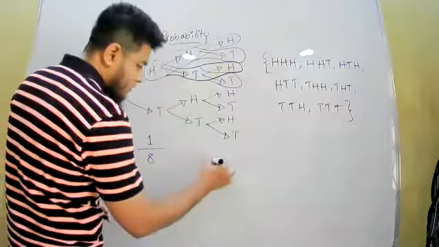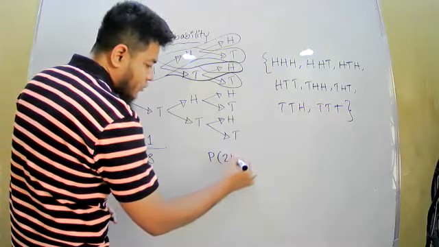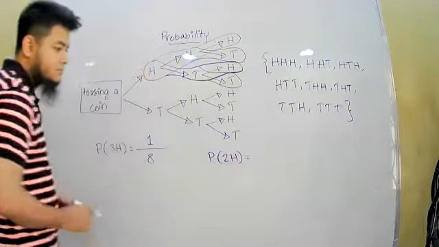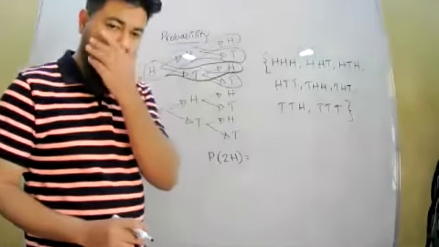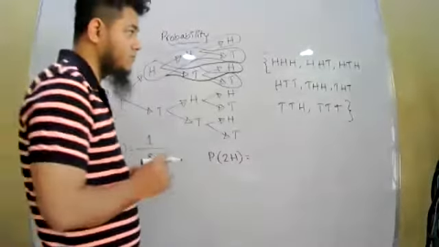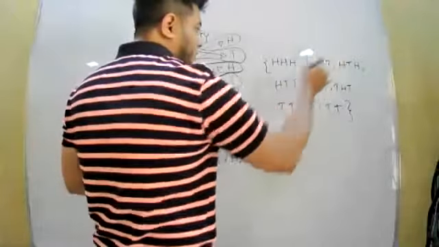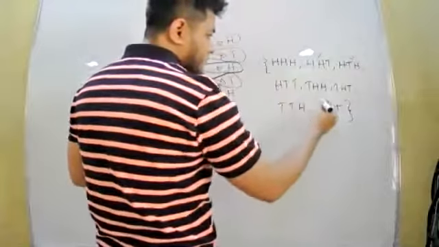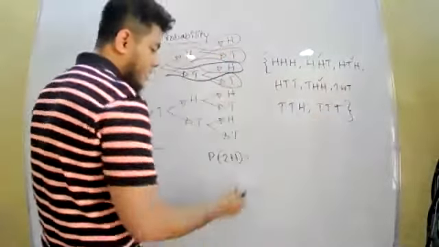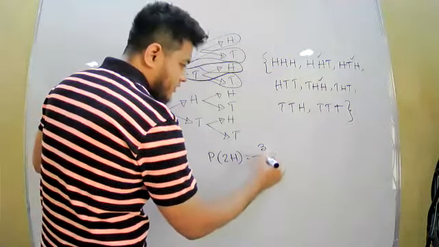Then if I ask you, what is the probability of getting 2 heads? How many times did you get 2 heads? 2 times. Sorry, 3 times. This one, and this one, 3 times. So it will be 3 out of 8.